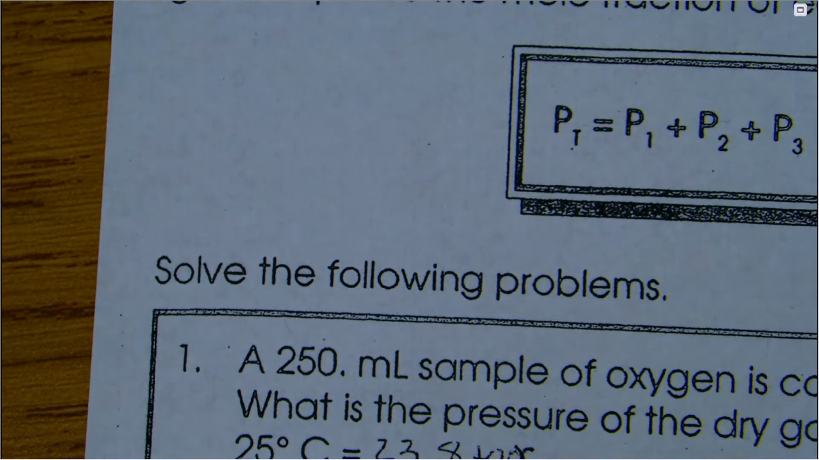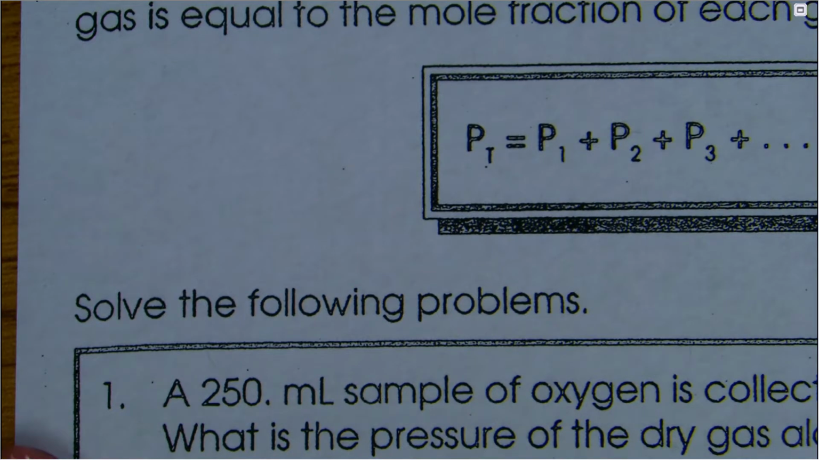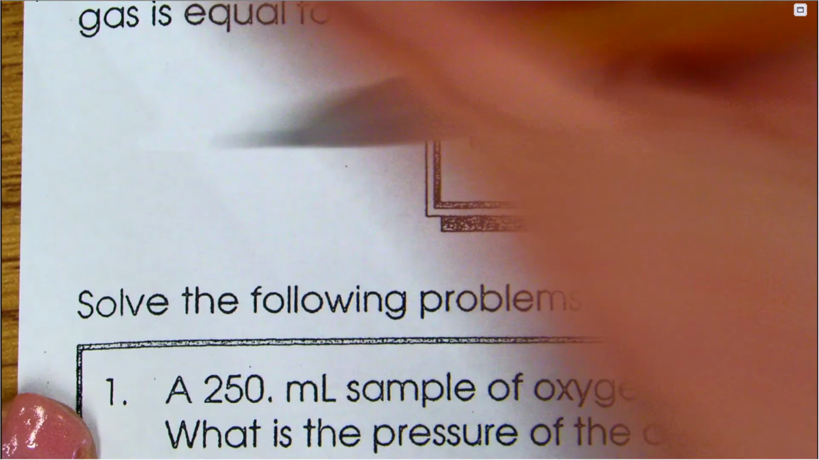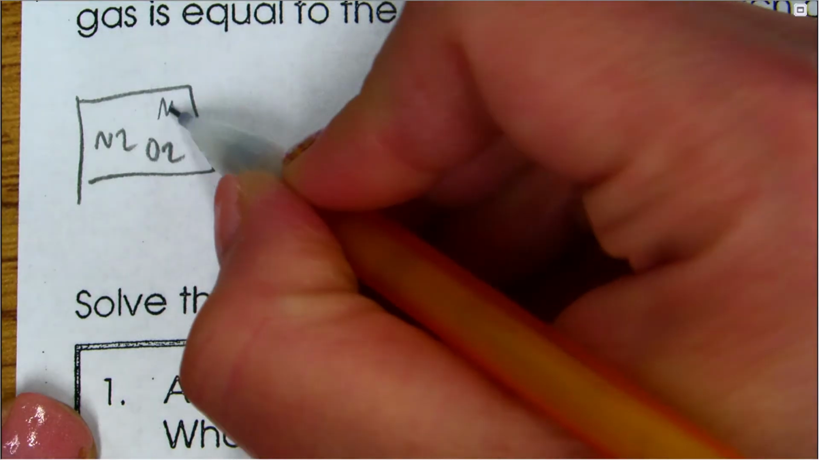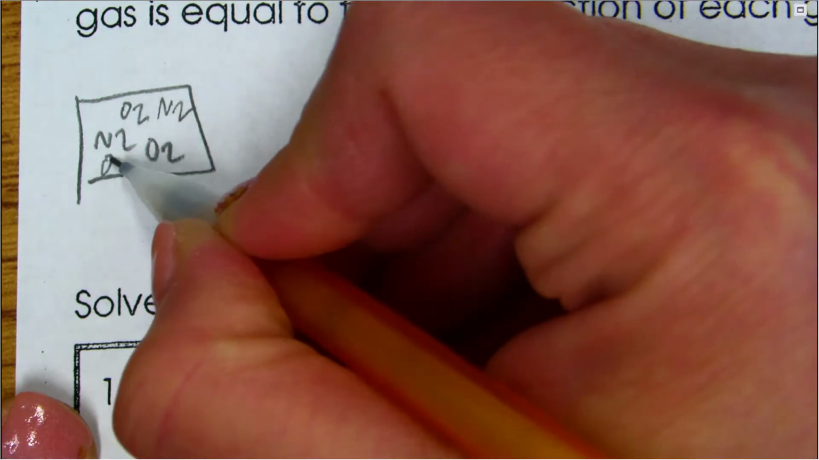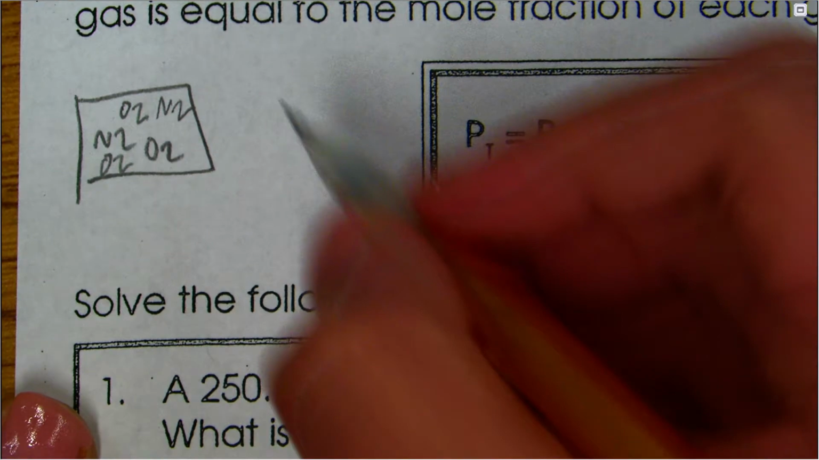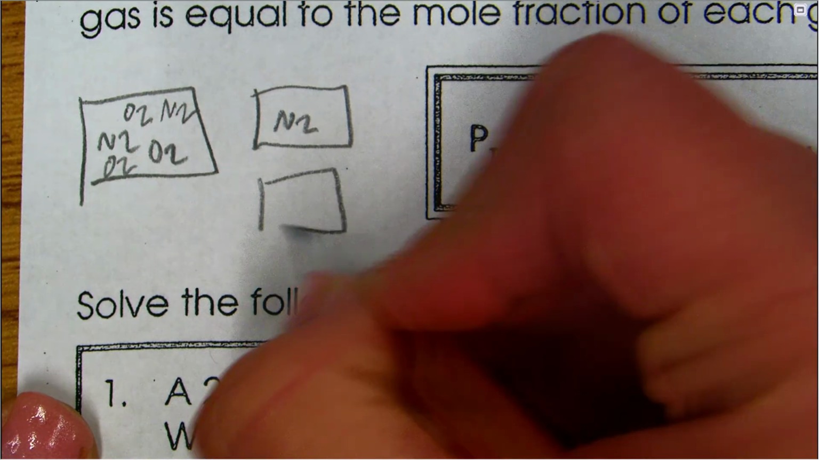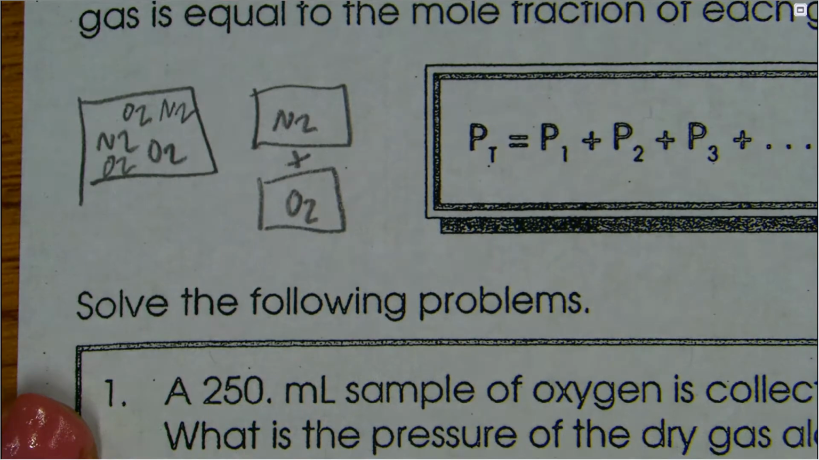So today's lesson is going to be on Dalton's law of partial pressure. What this says is the total pressure of a system equals the sum of each individual gas within the system. So if I had a system that was made up of nitrogen and oxygen, the total pressure of this system would be equal to the sum of the pressure of the nitrogen and the pressure of the oxygen. Okay, so let's look at some examples.